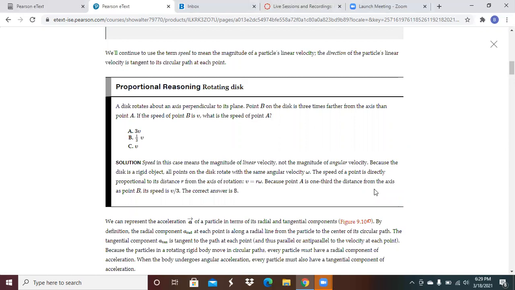The speed of a point is directly proportional to its distance, r, from the axis of rotation. Since point A is 1/3 the distance from the axis that point B is, the speed is going to be cut by 1/3. So the correct answer here is going to be B. And that's just using basic analysis with that particular formula.